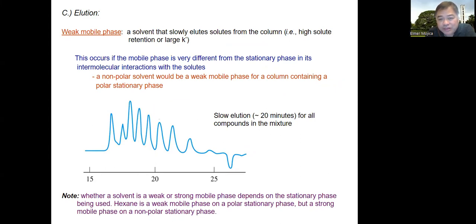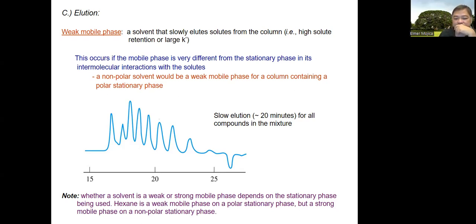Okay, so remember the ideal capacity factor: not so low, not so high, but the one in between. Because if the capacity factor is too high, the elution is slow. So you have a weak mobile phase. It occurs if the mobile phase is very different from the stationary phase in its intermolecular interactions with the solute. So a non-polar solvent would be a weak mobile phase for a column containing a polar stationary phase.